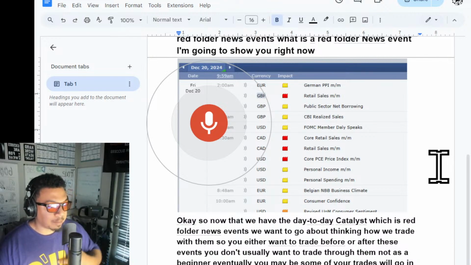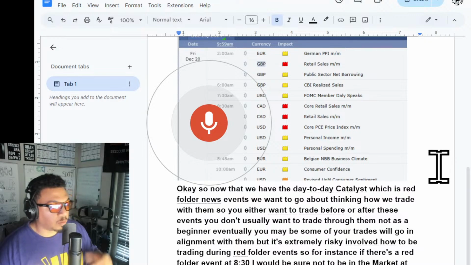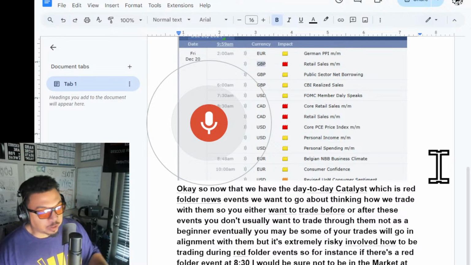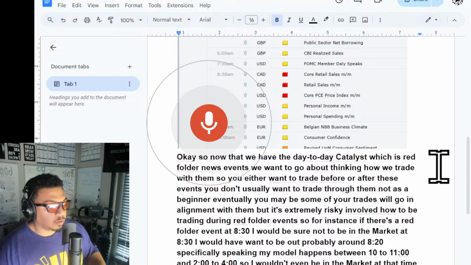Specifically speaking, my model happens between 10 to 11 and 2 to 4. So I wouldn't even be in the market at that time. Now, if there was a news event at 10 o'clock when I typically trade, I may look to get in the market earlier or later. So whenever there's a news event during the time you trade, possibly look to get in a bit earlier or a bit later. Okay. Those times do vary.